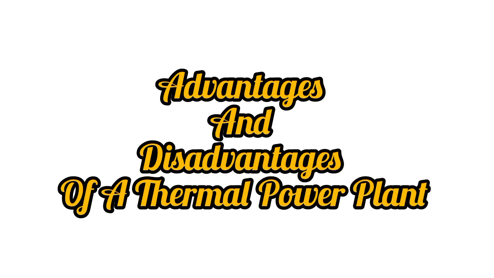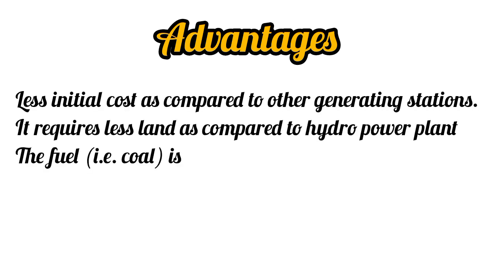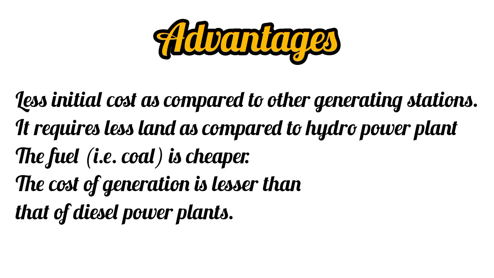Advantages and disadvantages of a thermal power plant. Advantages: less initial cost as compared to other generating stations. It requires less land as compared to a hydropower plant. The fuel, for example coal, is cheaper. The cost of generation is lesser than that of diesel power plants.